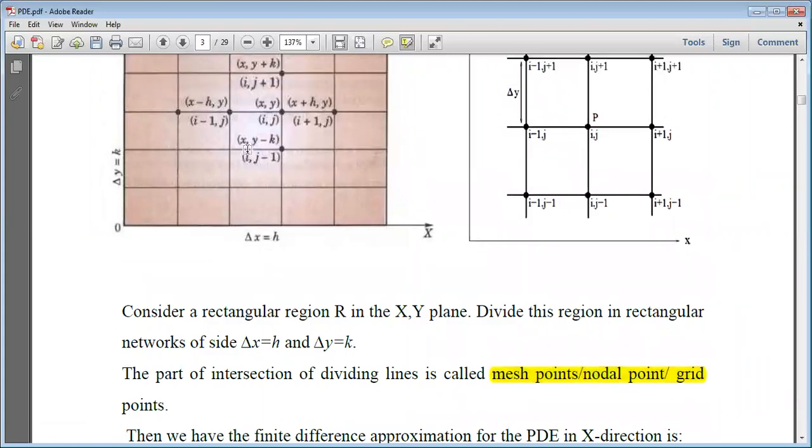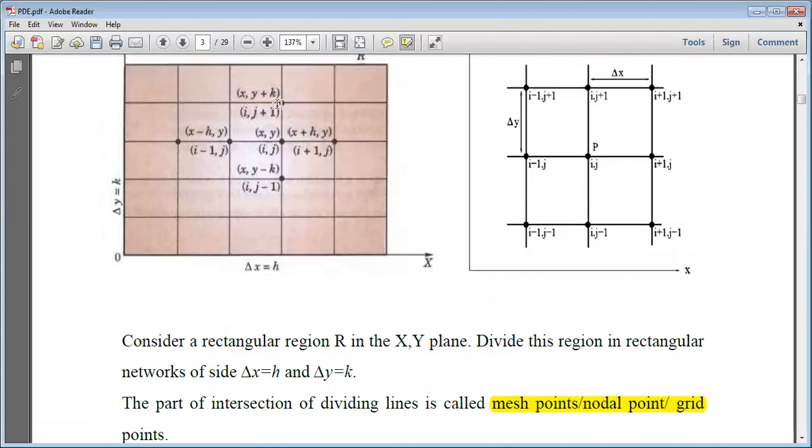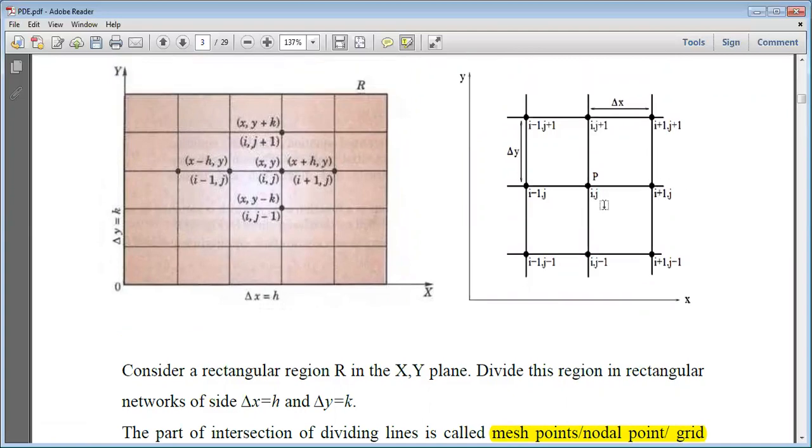(x, y), (x, y − k), (x + h, y) are some of the grid points or nodal points. These xy points may be designated in terms of i and j for simplification. Here P is designated as (i, j), this point is designated as (i + 1, j), and this point as (i − 1, j). Likewise, in the y direction it is j + 1 or j − 1. Likewise we can define the nodal points in terms of xy or in terms of ij.